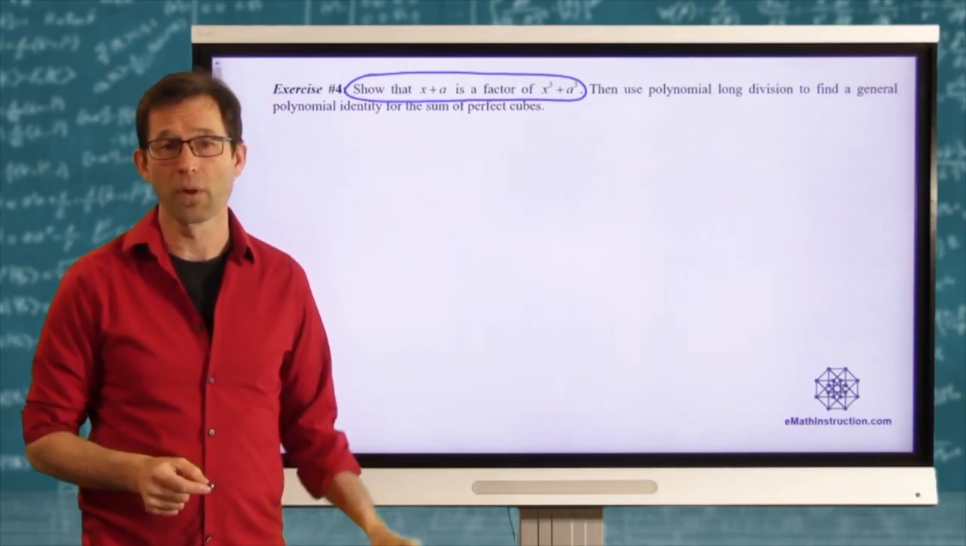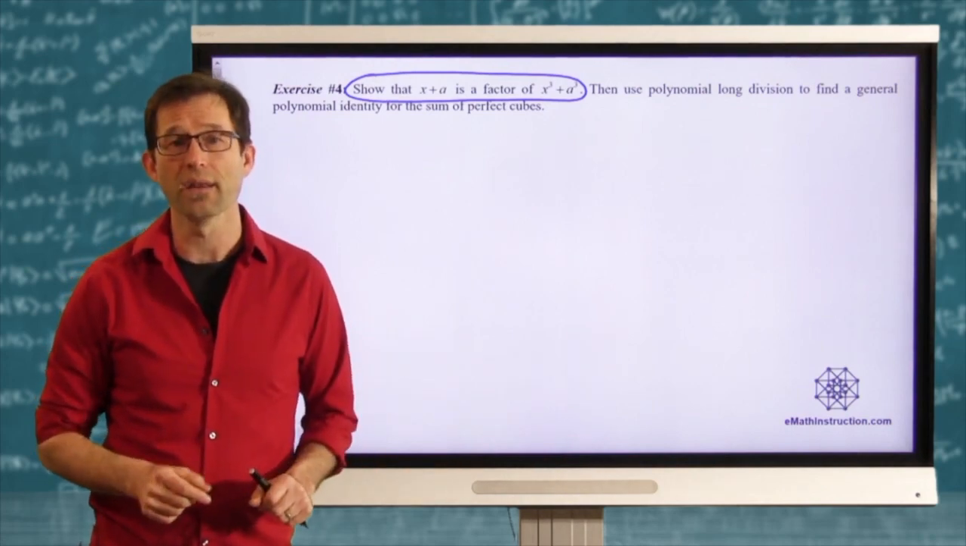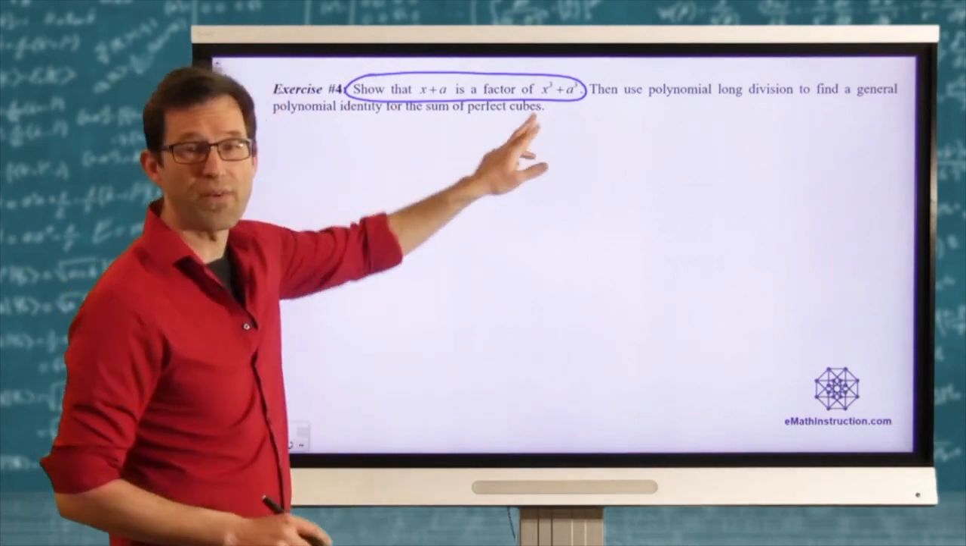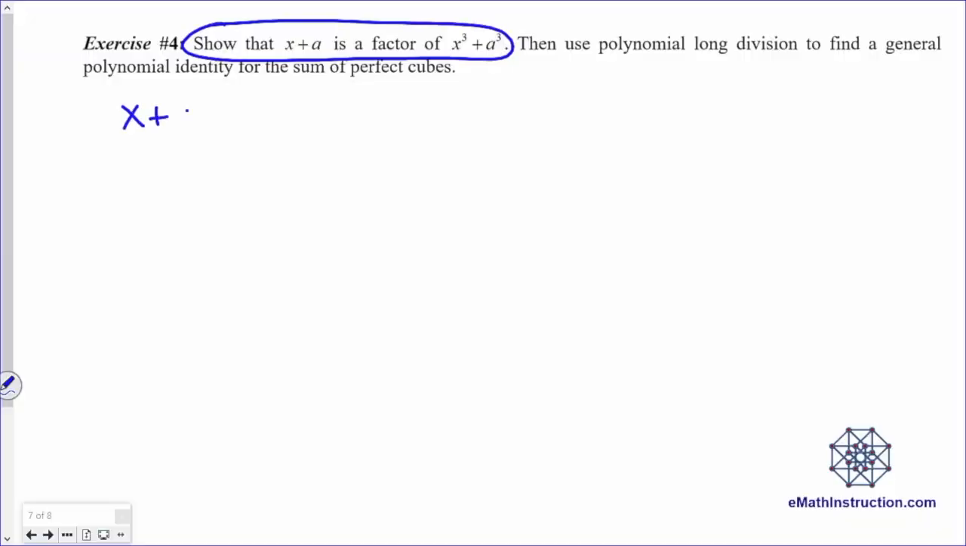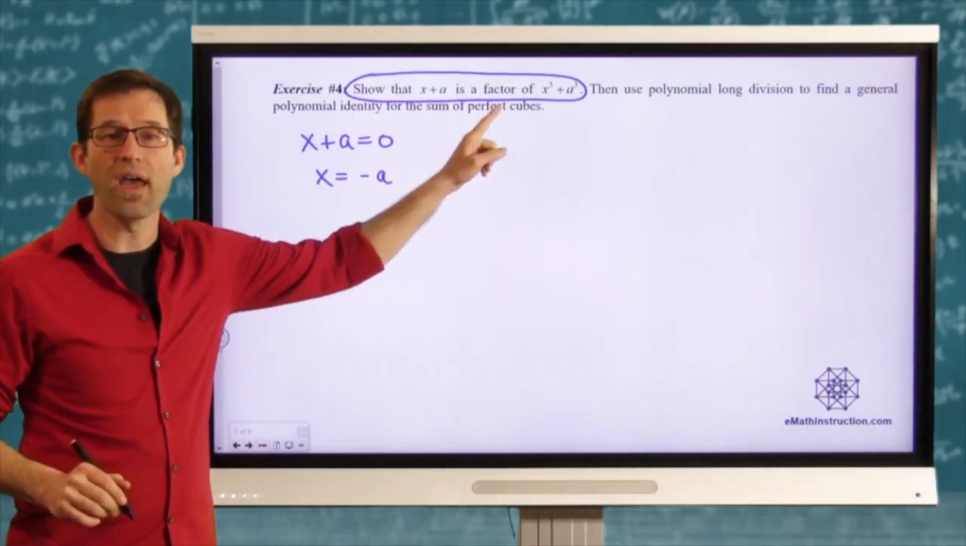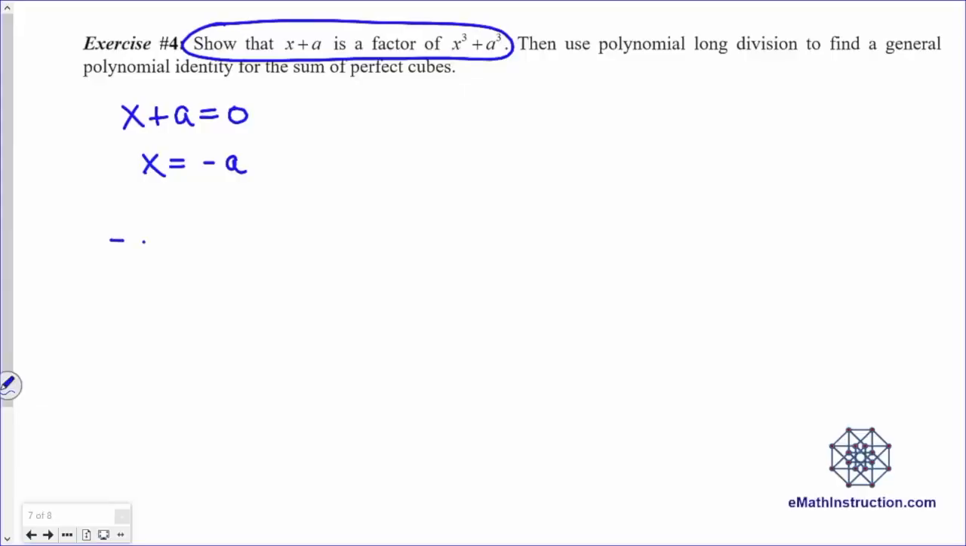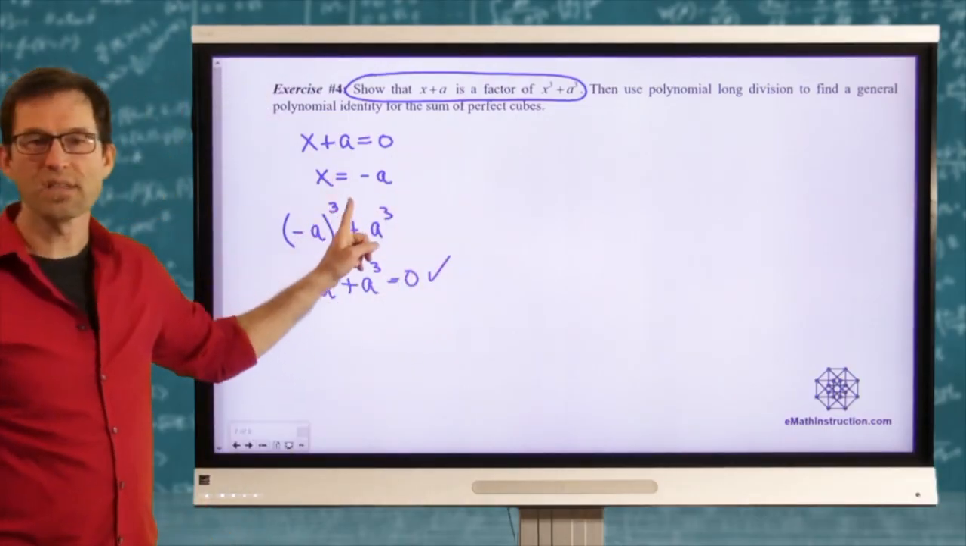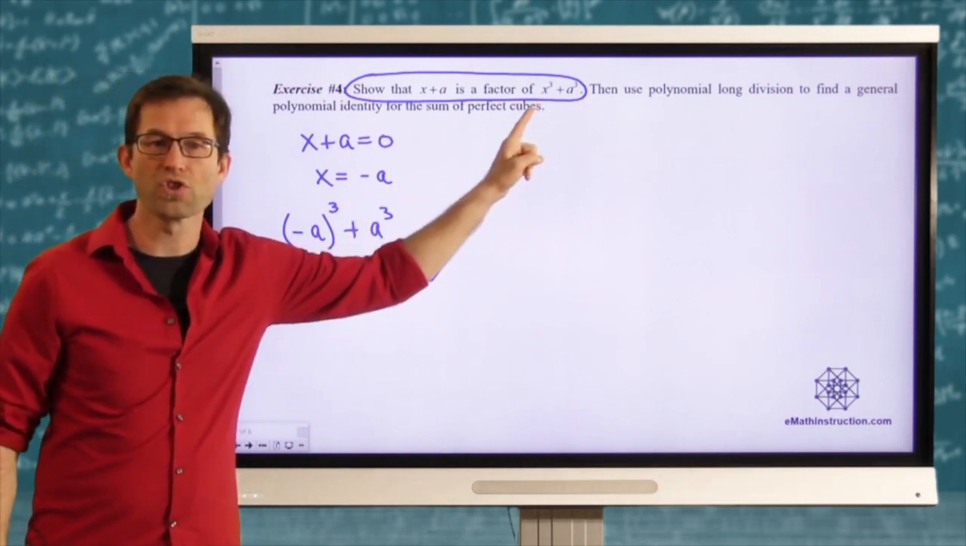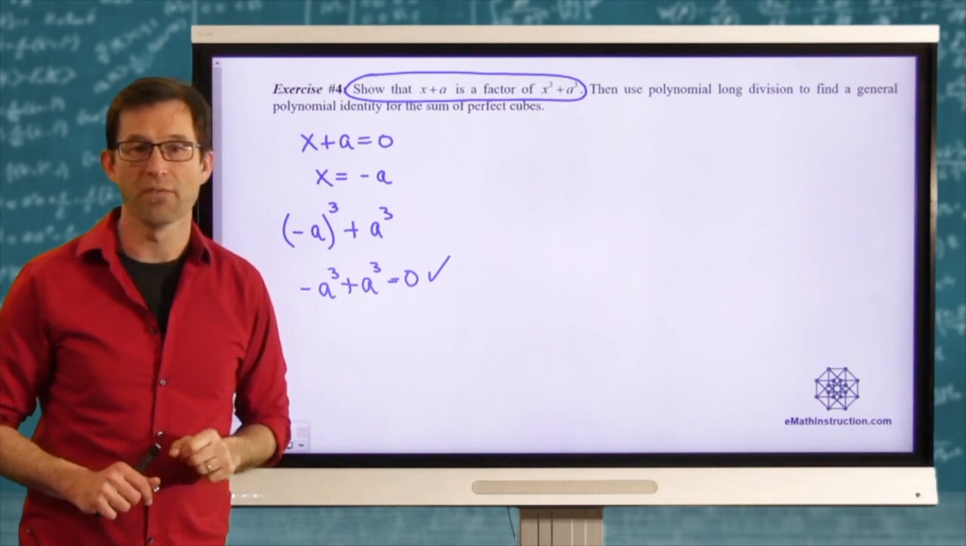And the way that we could do it with polynomial long division is just see that 0 remainder at the end. But one way to really see that this is a factor of that is to say, well, x plus a is equal to 0, x would be equal to negative a. Now I can easily show that negative a is a 0 of that expression, right? Because if I had negative a cubed plus a cubed, that would be 0. All right? So since x equals negative a is a 0 of this expression, x plus a must be a factor.